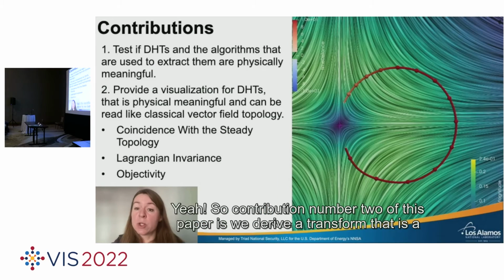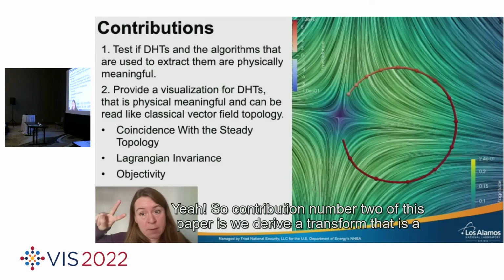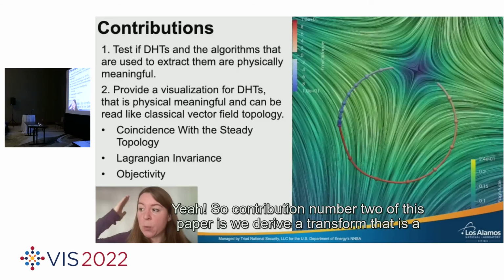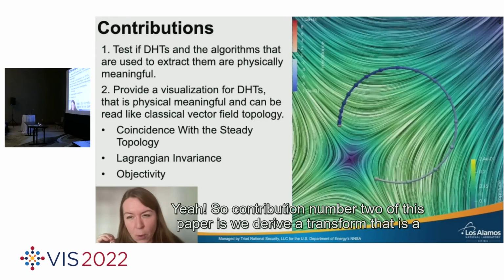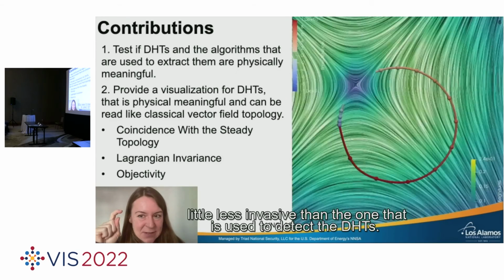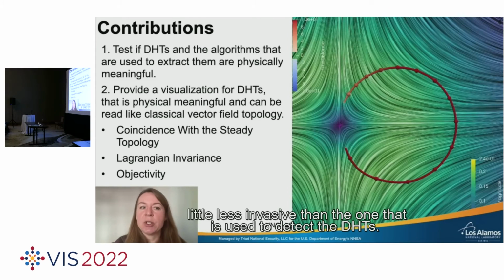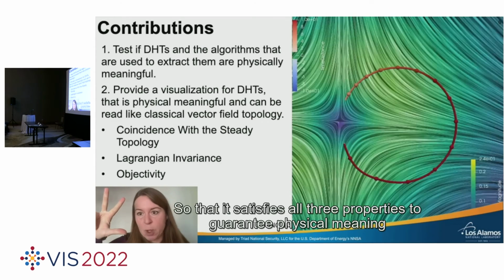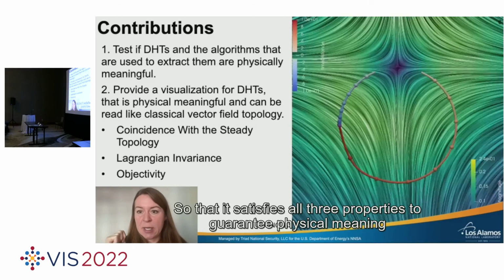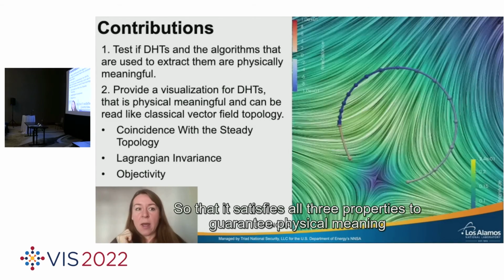So contribution number 2 of this paper is that we derive a transform that is a little less invasive than the one that is used to detect the DHTs, so that it satisfies all three properties to guarantee physical meaning.